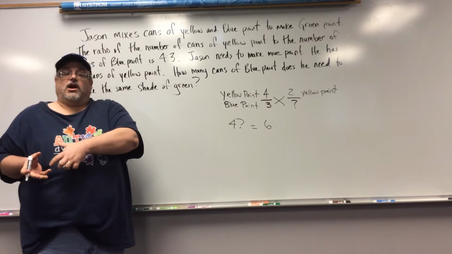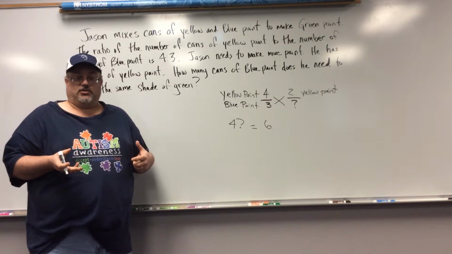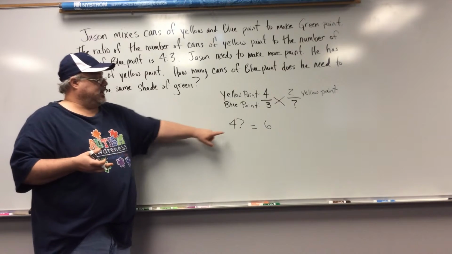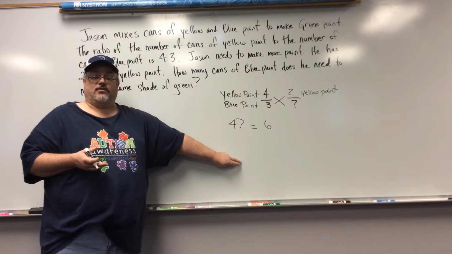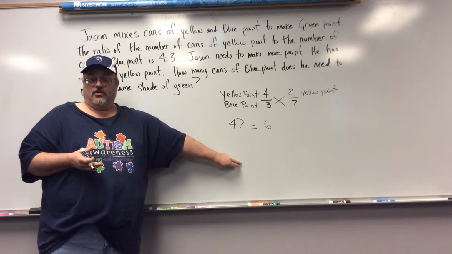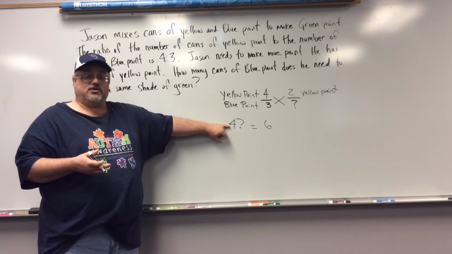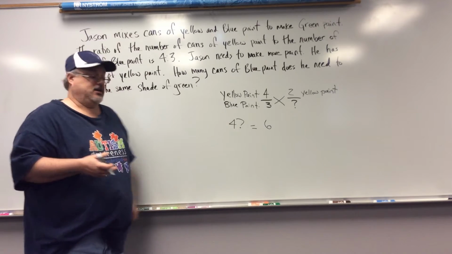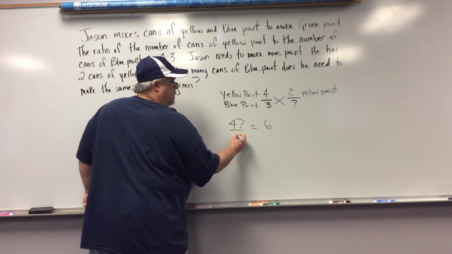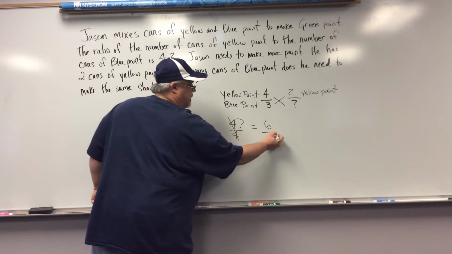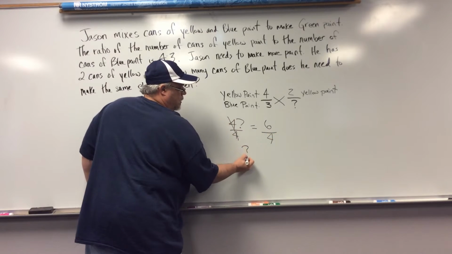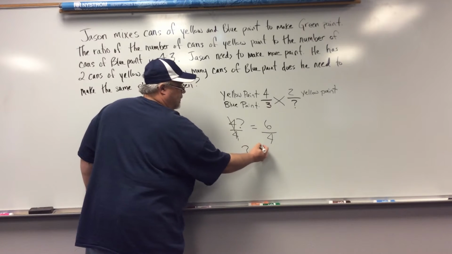Now reverting back to our algebraic equations, we know that in order to isolate the variable and get it by itself, which is the question mark in this case, we need to divide both sides by 4 to get the variable by itself. So we divide both sides by 4. Our variable is now by itself.